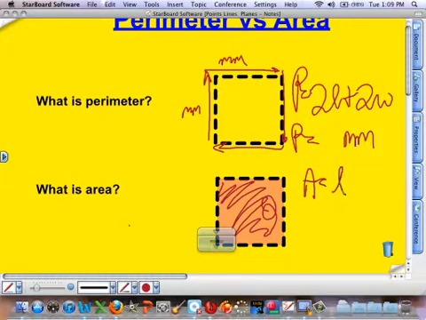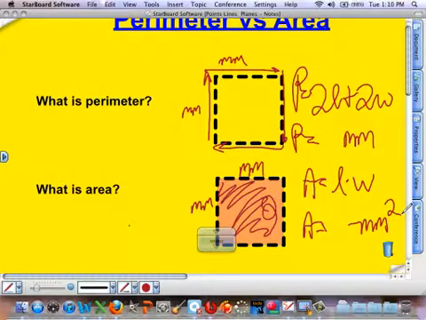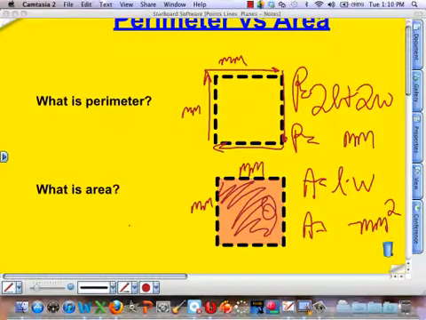That's your length times width. So this is some millimeter by another millimeter. What's millimeter times millimeter? Squared millimeters. Your area is always going to have a squared unit. Perimeter is always going to be a singular unit. That's all you guys need to know, at least for today.